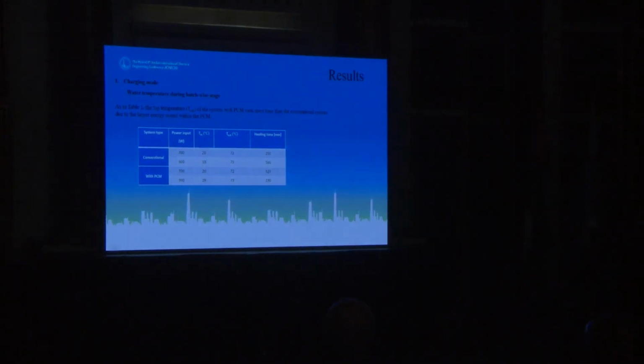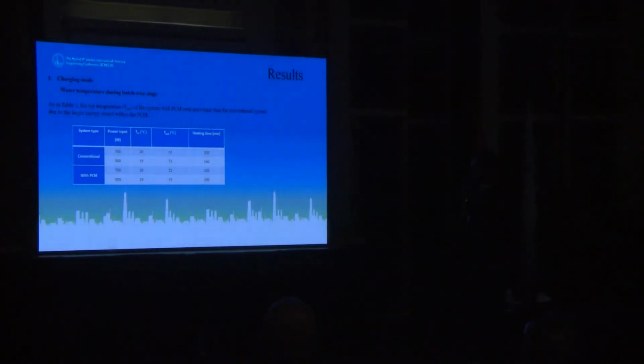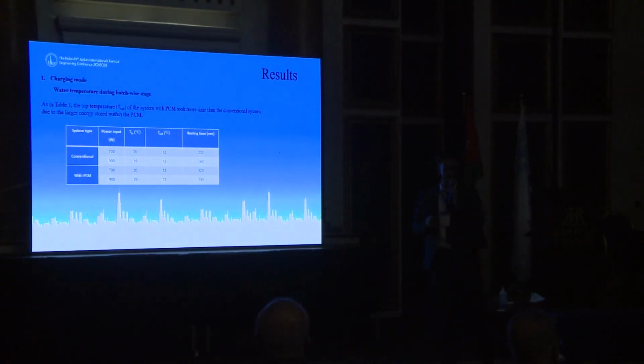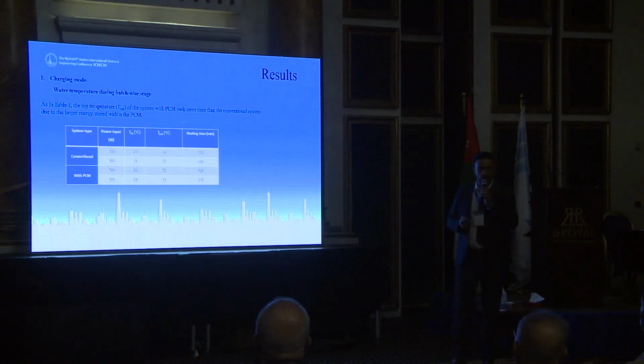As we see in Table 1, there is a comparison between the conventional system, the traditional system, and the system with BCM. As we can see, we can take 700 watt. It took 250 minutes to completely melt, but with the BCM system, it took more time, about 320 minutes to completely melt.